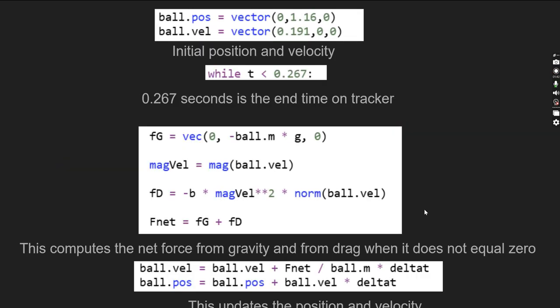So this was some of the GlowScript code. The first part initialized the position and velocity. The second part made the loop only go until 0.267 seconds. And then the next part computes the net force from gravity and from drag when it does not equal 0. And the last part updates position and velocity.